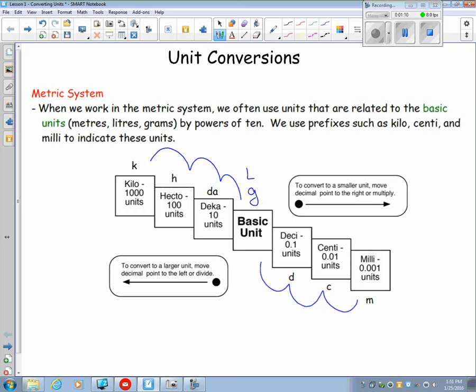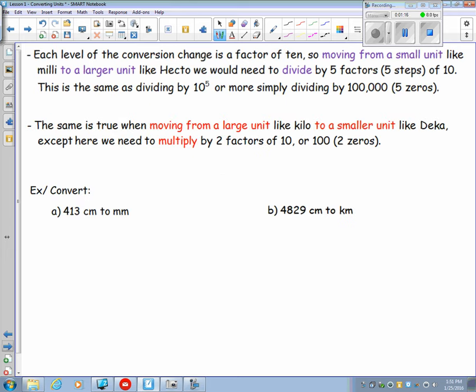When we try the next examples, I'm going to be referring back to this table, and hopefully you guys can follow along with it. If we look at the first example here, 413 centimeters to millimeters. From our chart, we know that that's one step down. I'll write that in here, one step down, which means I need to multiply by 10. We're going from a large to a small, so it's multiplying. So we take our 413, we times it by 10, and we end up with 4,130 millimeters.